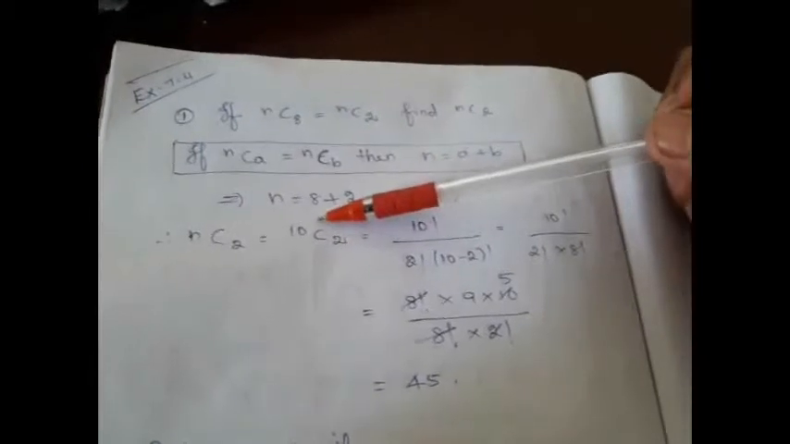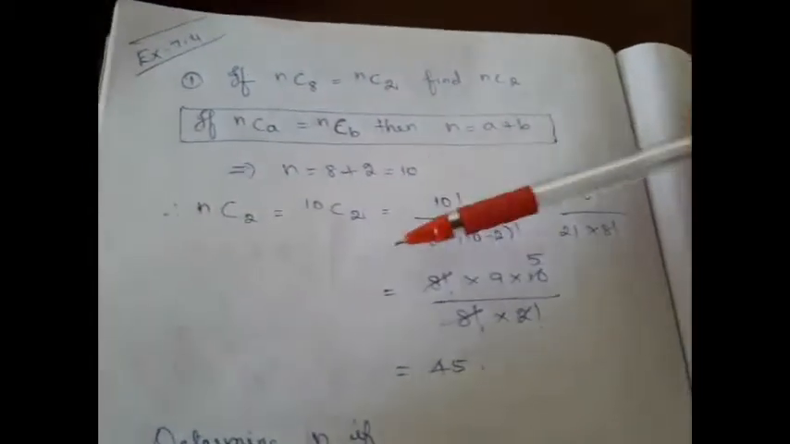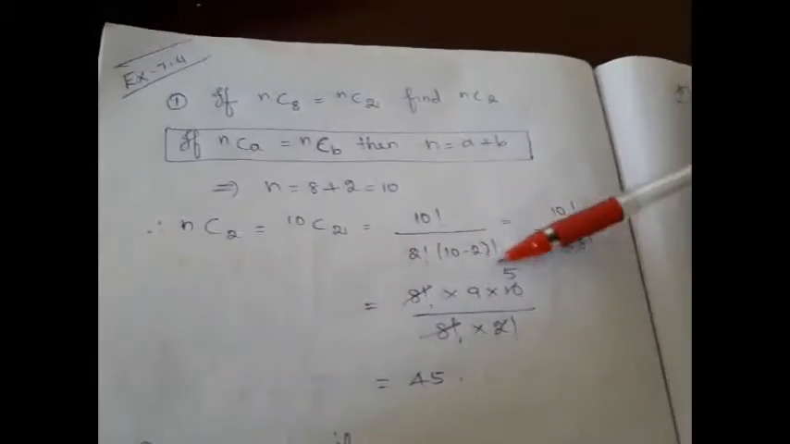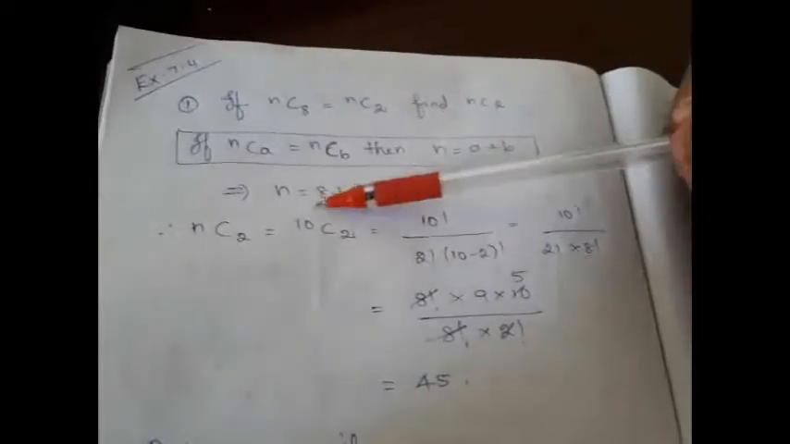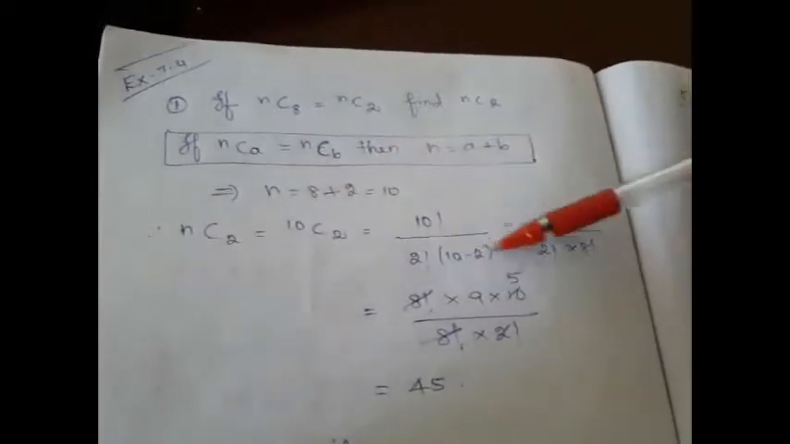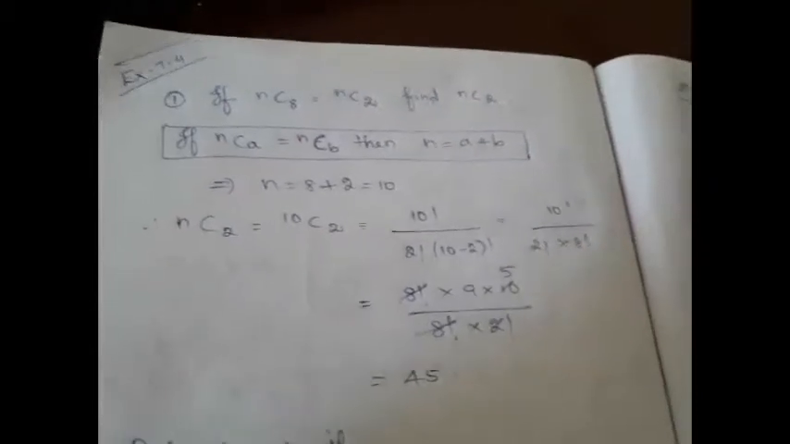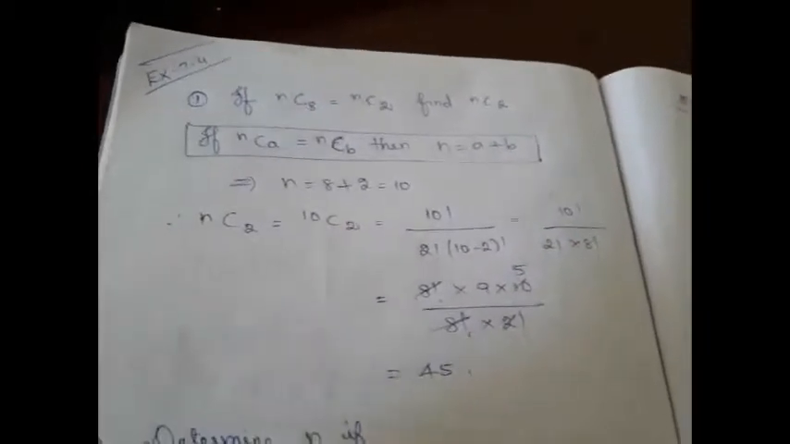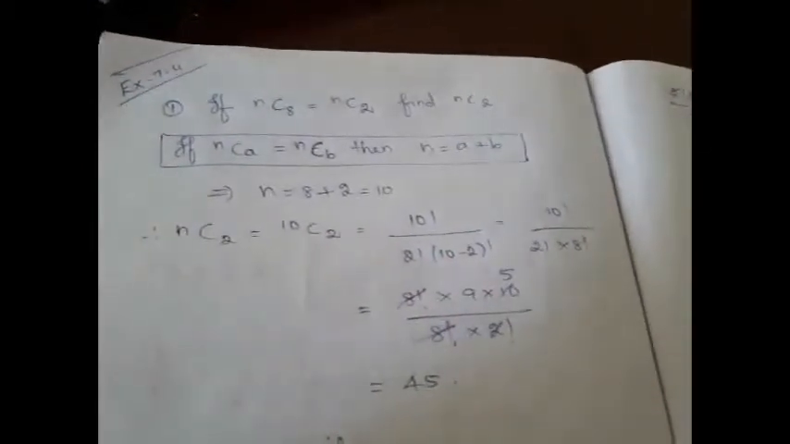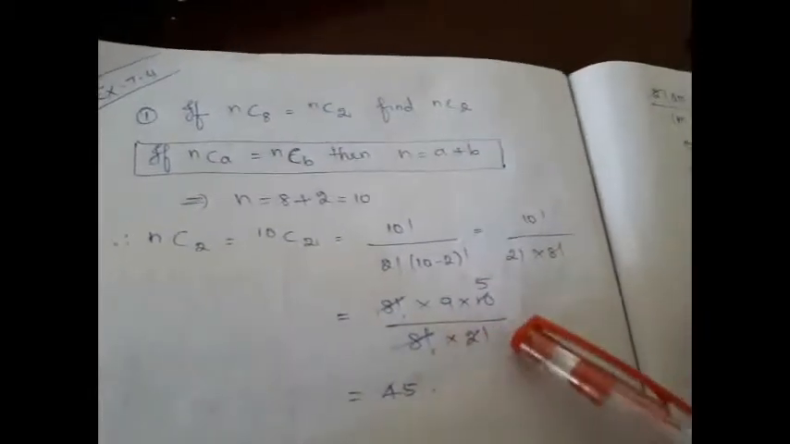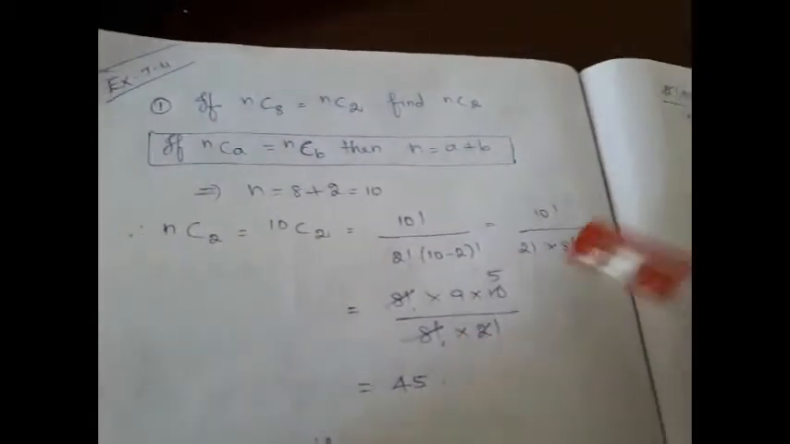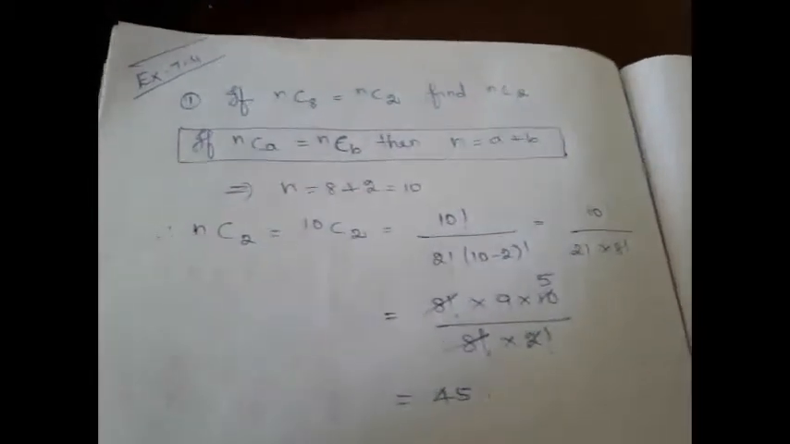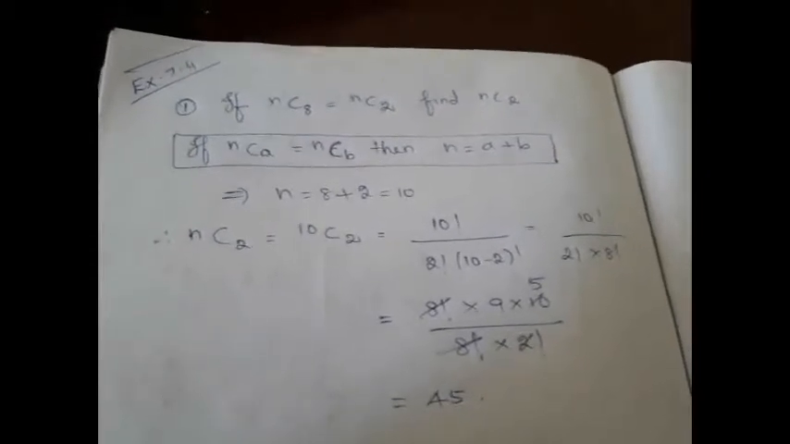Once we know what n is, we can very well find nC2 by simply substituting in our formula, n factorial divided by r factorial into n minus r factorial. So 10 factorial divided by 2 factorial into 10 minus 2 factorial, which is 8 factorial. 10 factorial can be written as 8 factorial into 9 into 10. So 8 factorial will get cancelled. 2 factorial is nothing but 2 into 1. So 2 fives are 10, I have cancelled here. So 9 fives are 45. So nC2 is 45. Yes, direct application of the formula.